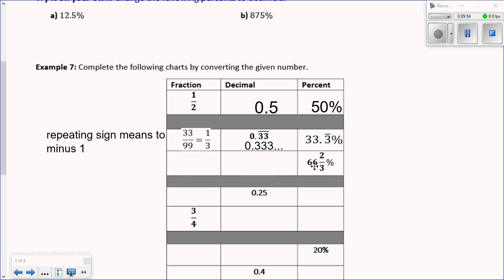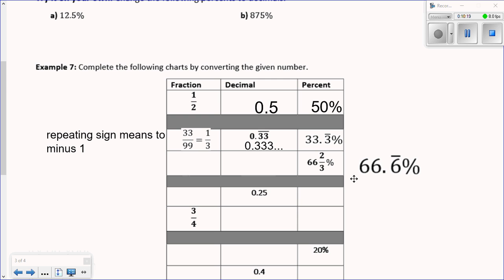Here I have 66 2/3%. We don't ever use mixed numbers in pre-algebra. So we're going to convert this 2/3 to a decimal. I'm just going to do 2 divided by 3, and that gives me 0.6 repeating. So now I'm going to write it as 66, because that was the whole number, 0.6 repeating as my percentage.